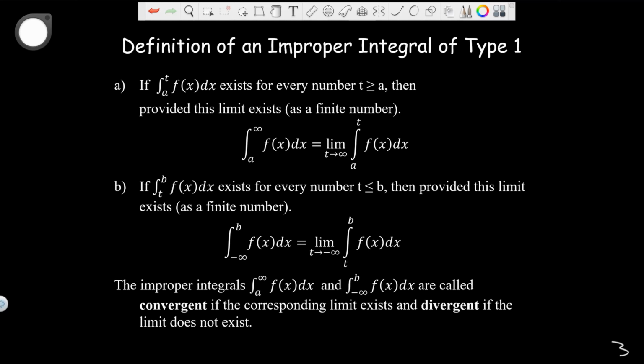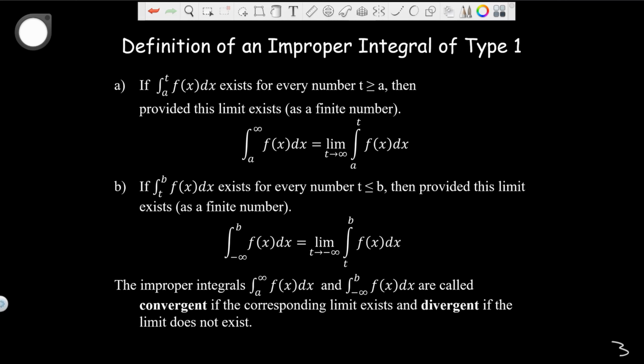Right, likewise, we can do it on the other side. We can come from negative infinity towards b. If the integral from t to b of f of x dx exists for every number t less than b, as long as we have this existence, then provided this limit exists, the integral from negative infinity to b of f of x dx is equal to the limit as t goes to negative infinity of the integral from t to b of f of x dx. We are replacing the infinity in the bounds of these integrals with t and then letting t go to infinity.